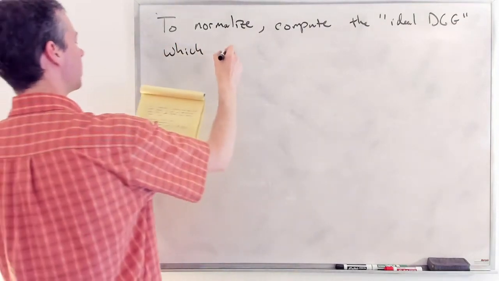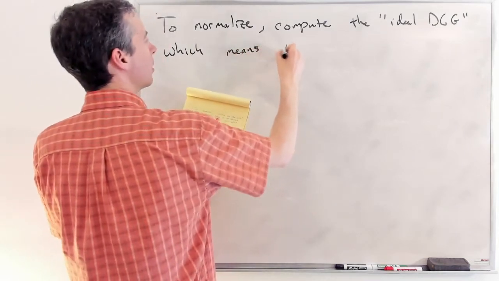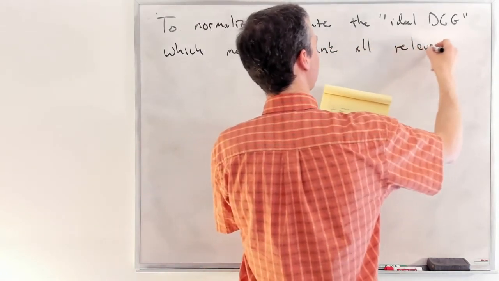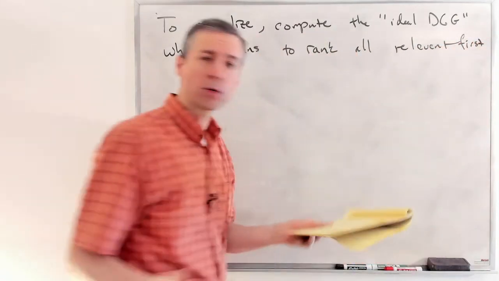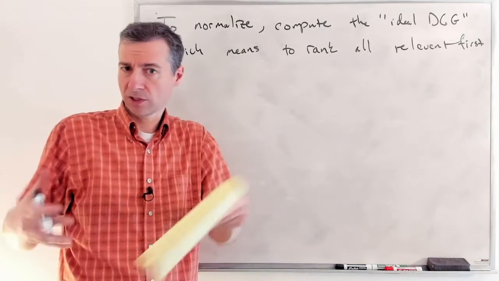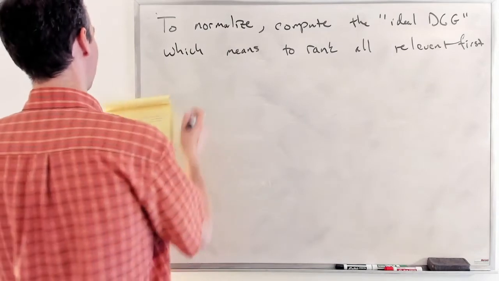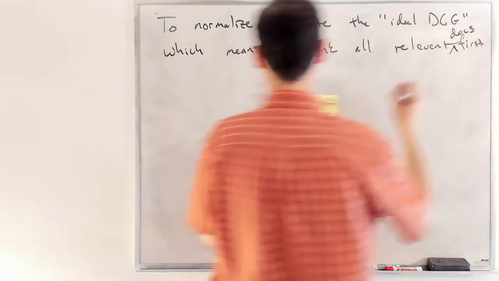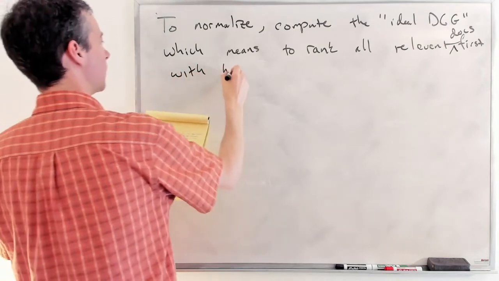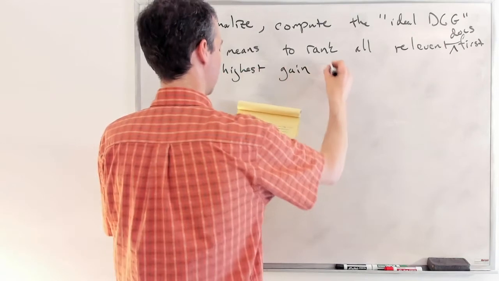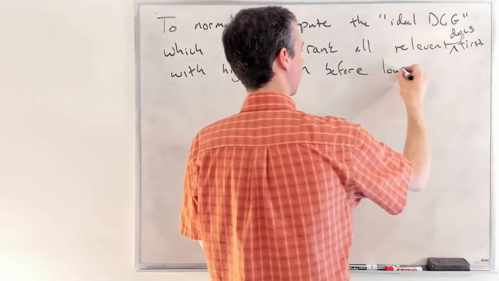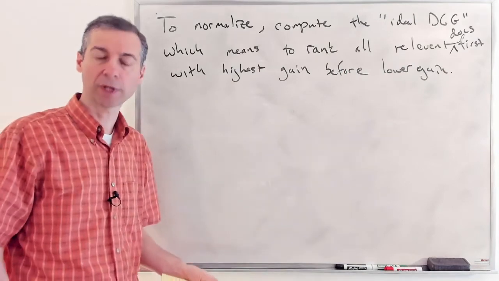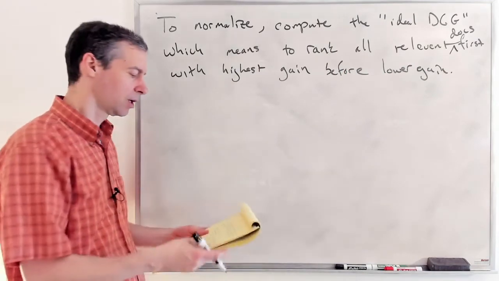Now, what do we mean by that? What this means is to go ahead and pretend that we're ranking things, and we're going to rank all the relevant documents first in a ranked list. How could we do that? Well, again, we have the relevance judgments in our test collection. So let's just take those documents and put them at the top, relevant documents first, and with the highest gain before lower gain. So we want to see the ones that have more gain ranked before the ones that have lower gain. Basically, the better relevant documents before the less good relevant documents.